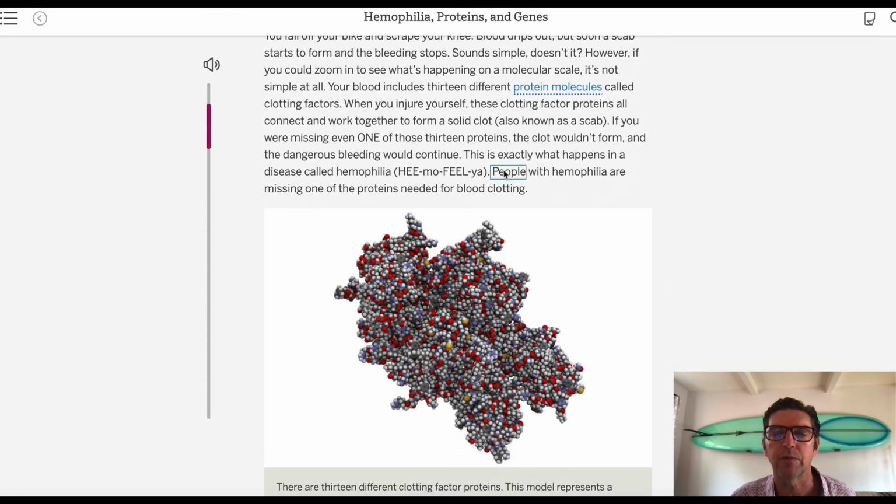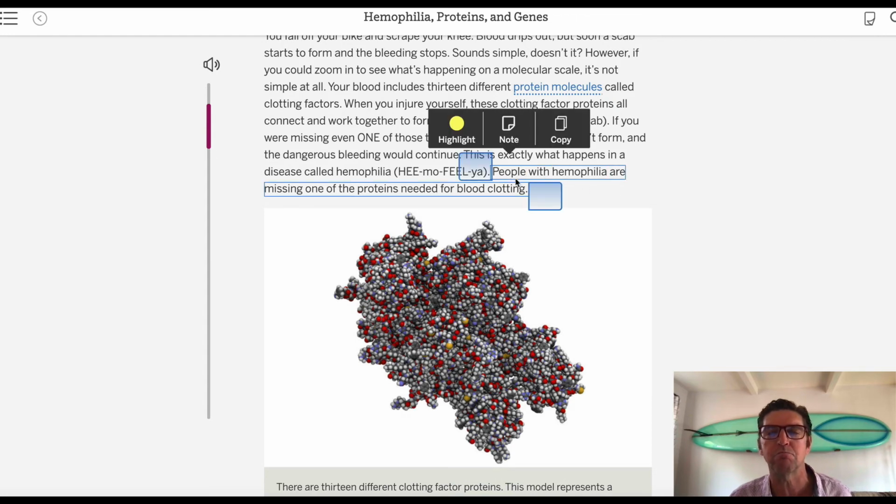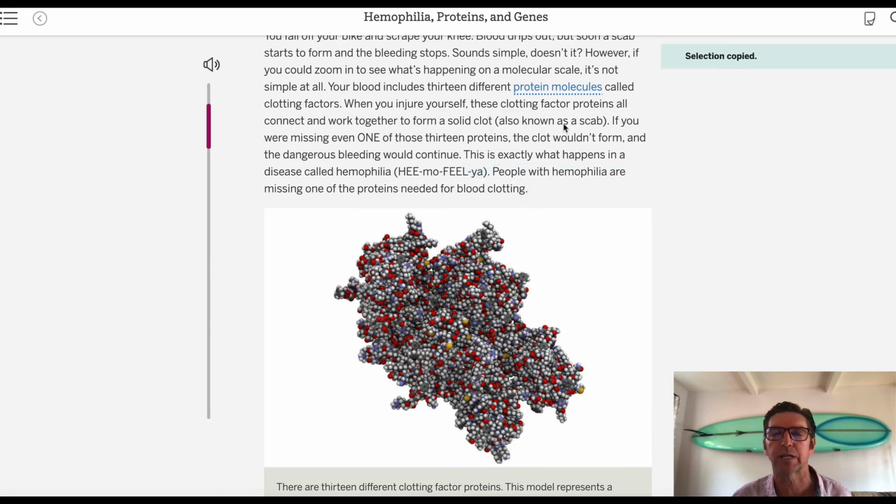Some people are missing. Now you can use that because if you're missing one, you can infer that if you don't have the protein molecule from the beginning, then how is it going to fit? So you could just say some people do not have all the proteins needed to create different traits, and one of those traits is clotting. So this could be evidence. Now you could highlight, note, but what we really want to do is copy.